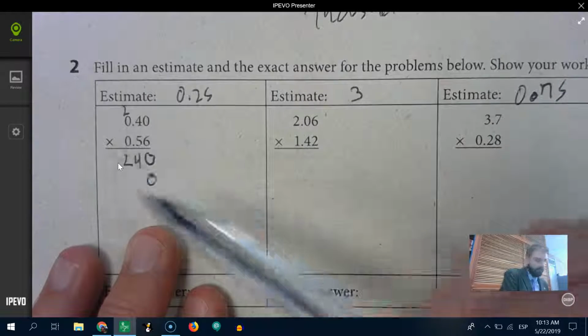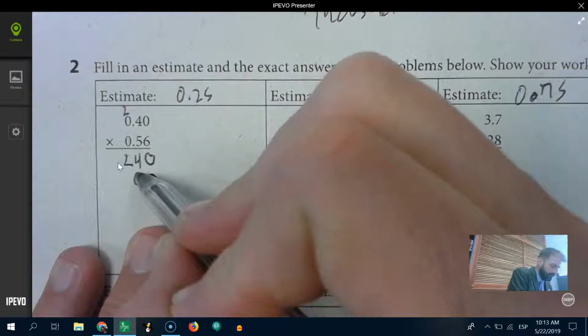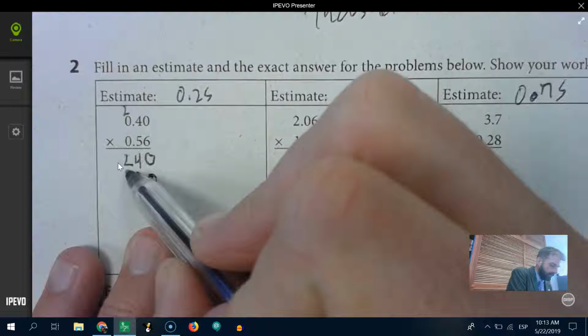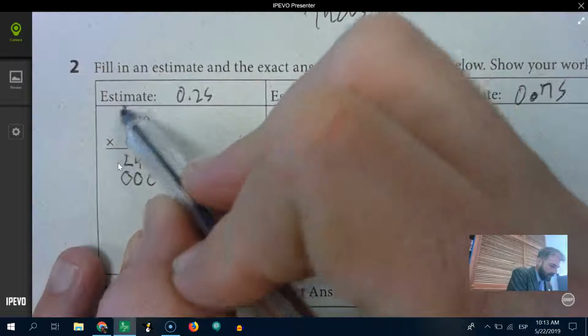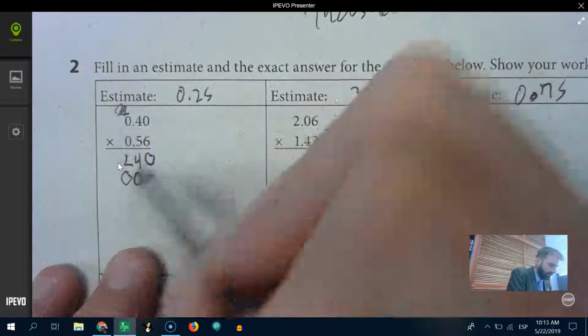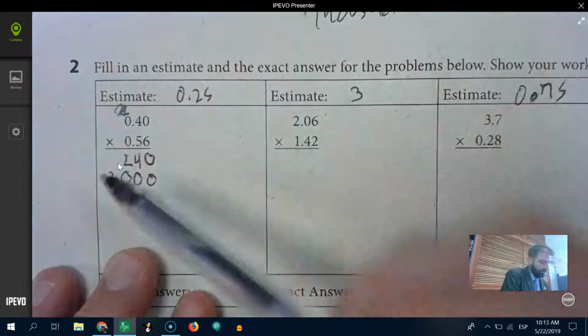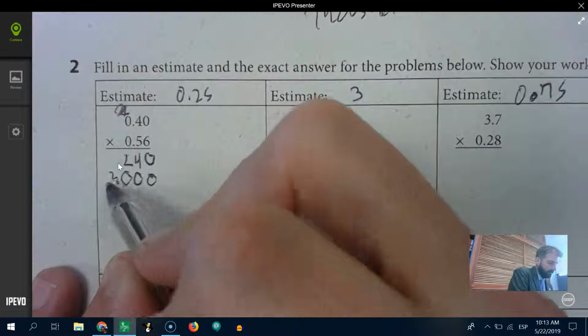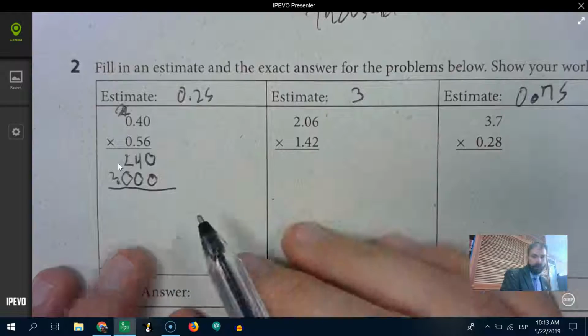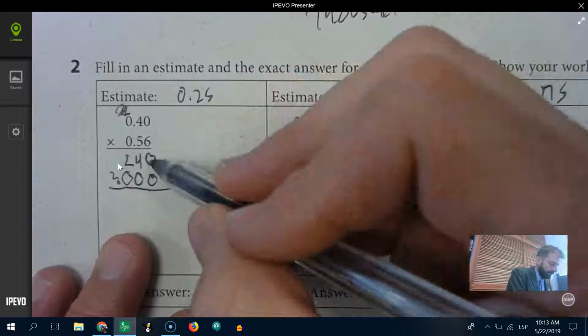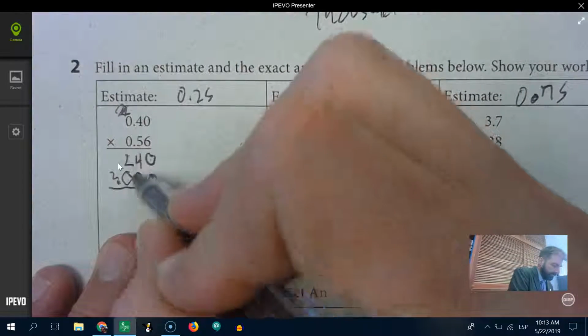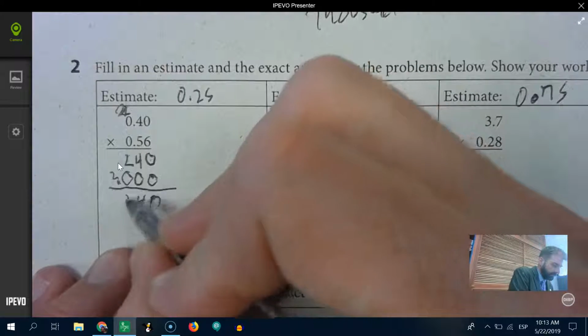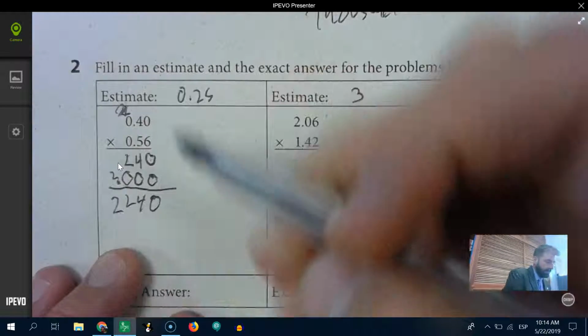And then we have 5 times 0 is 0. And then 5 times 4 is 20, so I have my 0 and another 2, and then 5 times 0 is 0, plus 2 is 2. Oh no, sorry, I shouldn't have put that there. Ignore that. 0 plus 0 is 0. 4 plus 0 is 4. 2 plus 0 is 2. And bring that 2 down now.